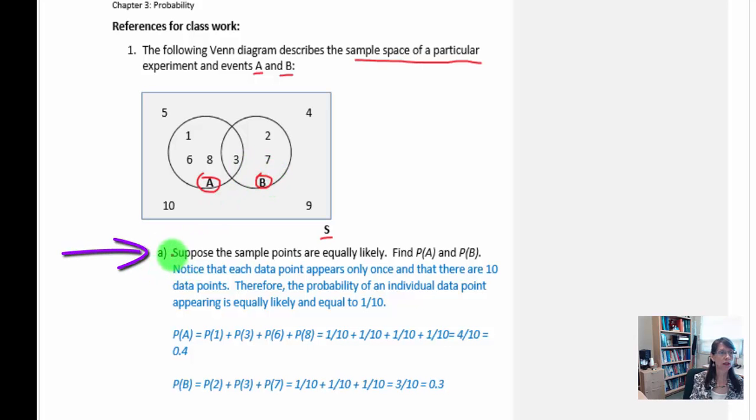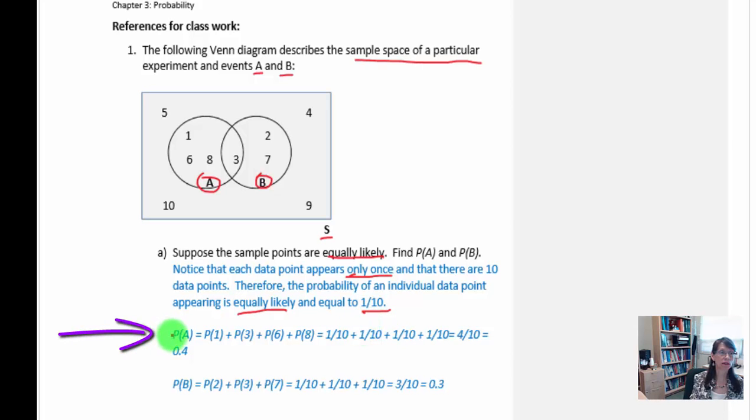The first question says to suppose the sample points are equally likely. Find the probability of A and the probability of B. First off, we need to know what equally likely means. Notice that each data point appears only once in our universe and events. There are only 10 data points, therefore the probability of an individual data point appearing is equally likely, and each is 1 out of 10.